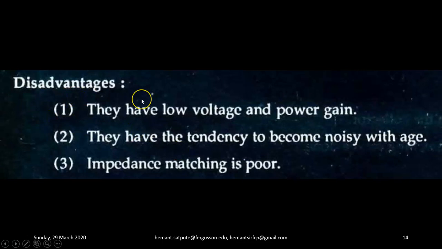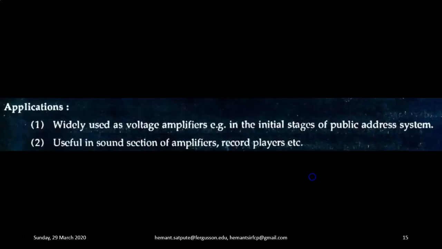Now let us quickly learn the disadvantages. Number one, they have low voltage and power gain. Number two, they have a tendency to become noisy with age. And number three, impedance matching is poor. So these are the disadvantages of the RC coupling scheme.